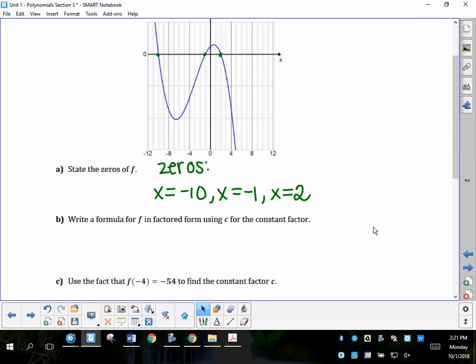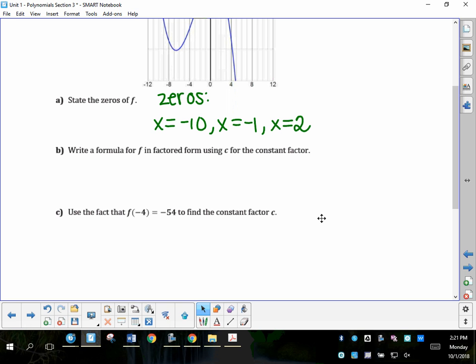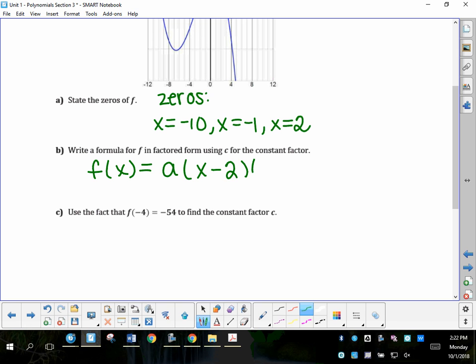There. Now, the next thing that you've got to do is write it out in factored form. So if those are the zeros, what would this be in factored form? Haley, what do you want to say? Okay. Great. Now, you're actually given one more data point. It tells you that f of -4 equals 54.